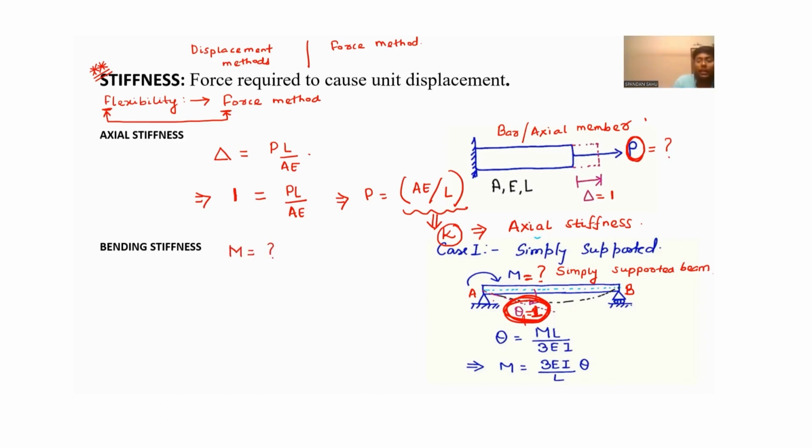So let us calculate. This is a simply supported beam. When you apply a moment M such that your rotation at this will be 1, unity, not 1, it will be unity.